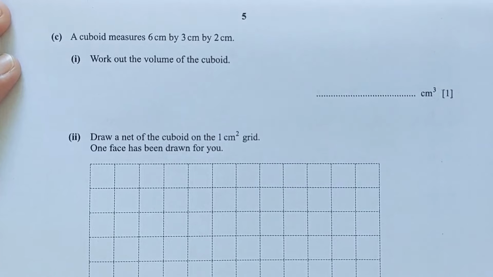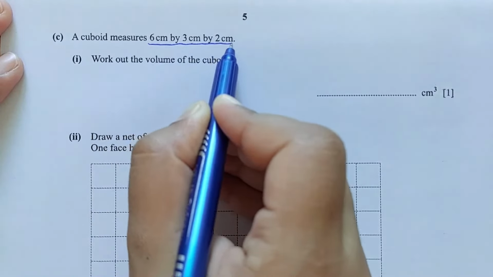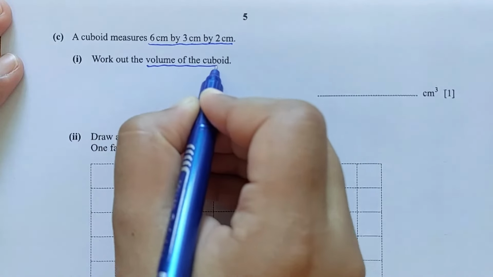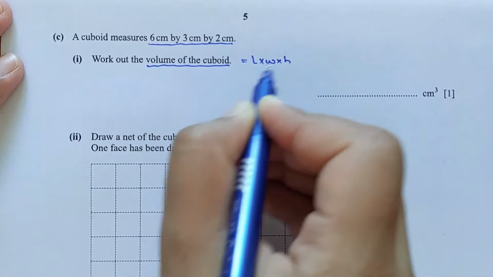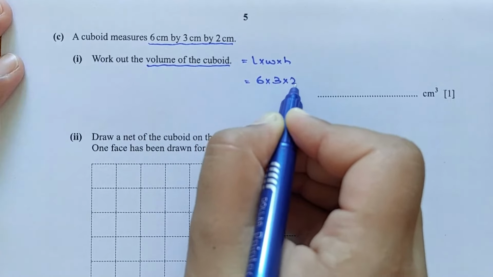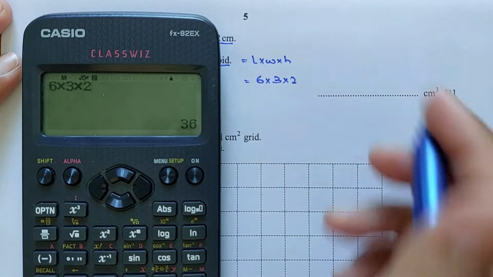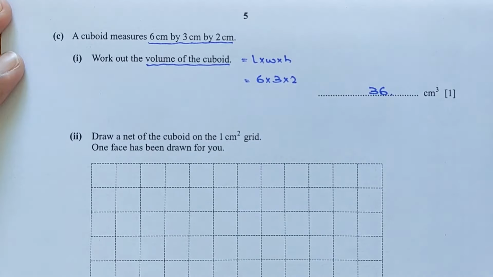Now for part C, a cuboid measures 6 cm by 3 cm by 2 cm. Number 1, work out the volume of the cuboid. The volume of a cuboid has a formula: length times width times height. So that is 6 times 3 times 2, that is 36 centimeter cube.